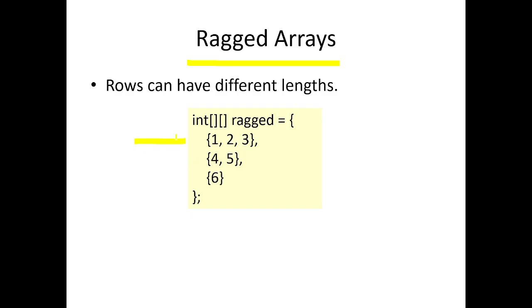For example, we have row number 1, 2, and 3. Row number 1 has 3 items or elements. Row number 2, we have 2. Row number 3, we have only one. So this is 3, this is 2, this is 1. We can have this case. So the rows can have different lengths, and this is the term that we call ragged arrays.